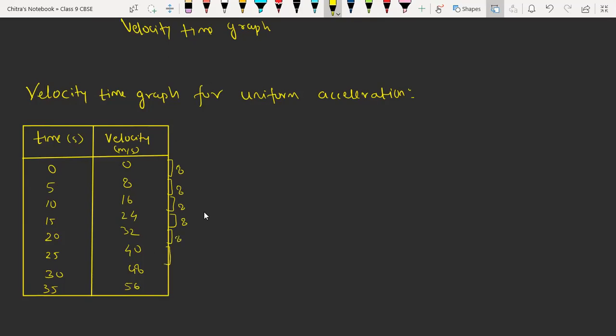We can say that, is it? Is it or not? Yes, sir. That means it is the uniform acceleration, because the rate of change in velocity is acceleration. Okay. So let me draw the graph here.